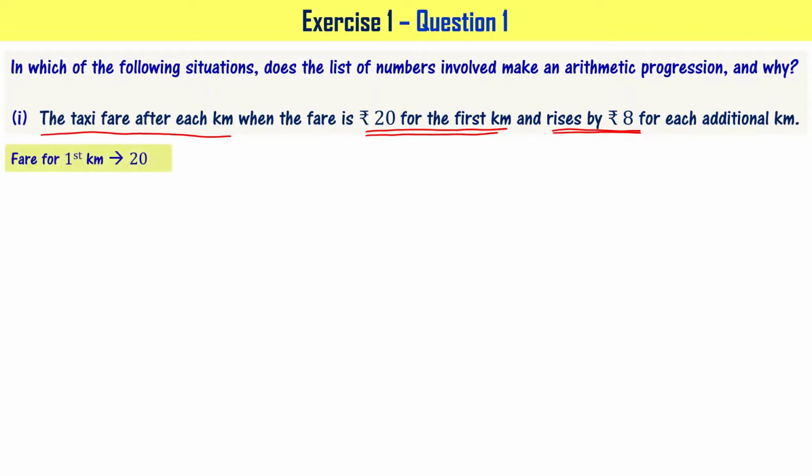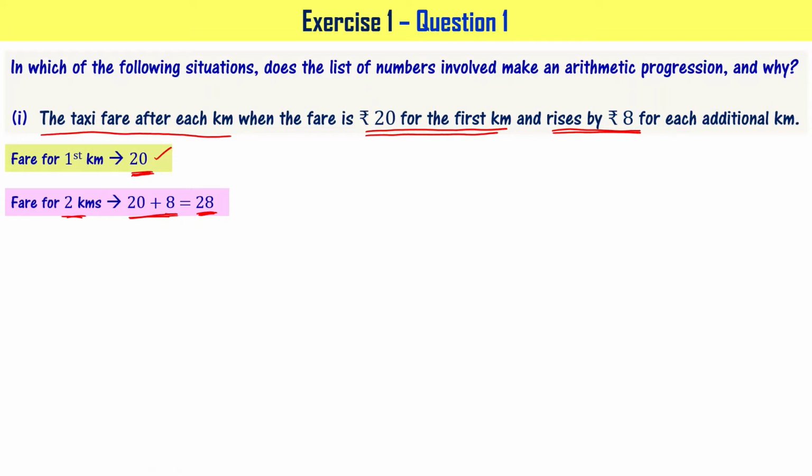For that, fare for the first kilometer is 20 rupees. That is what is given, right? What is the fare for 2 kilometers? Meaning first kilometer you would be paying 20 rupees and for the second kilometer you are paying only 8 rupees, right? So the total fare is 28 rupees. Meaning if you travel 2 kilometers, then you have to pay the taxi fare 28 rupees. If you travel only 1 kilometer, you would be paying 20 rupees only, right?